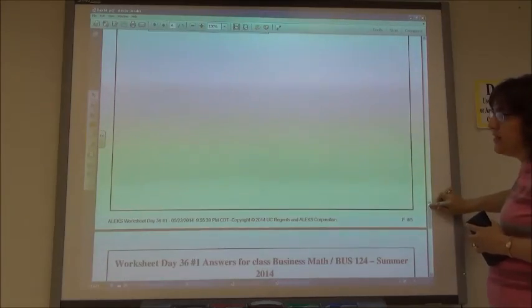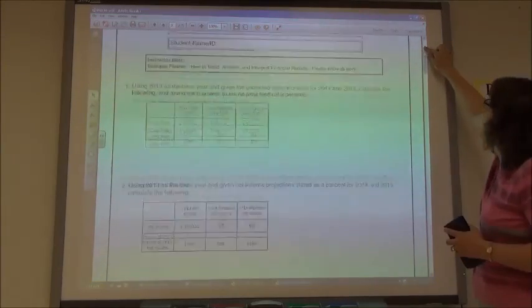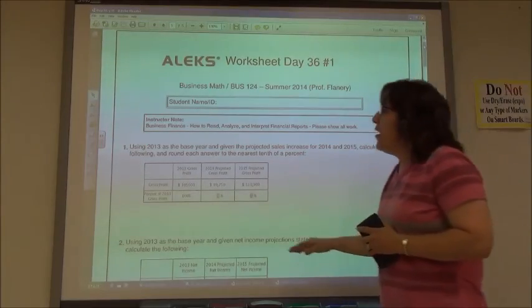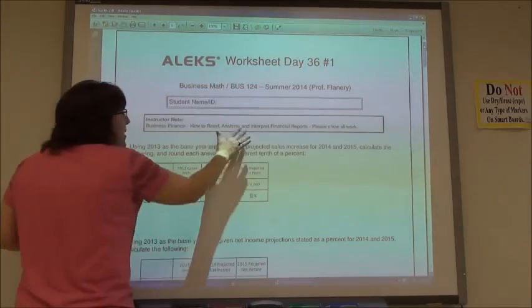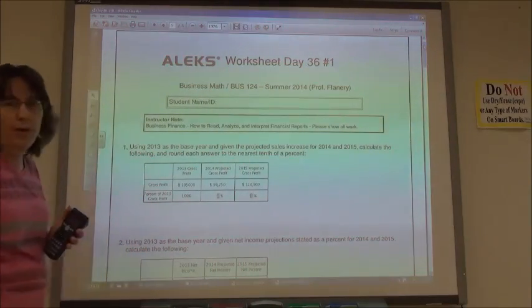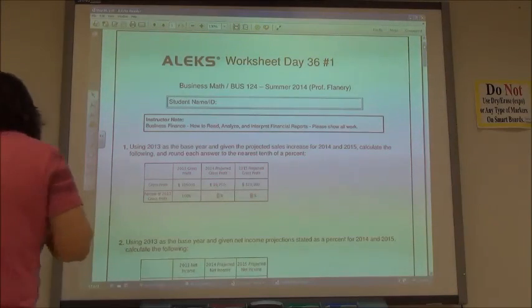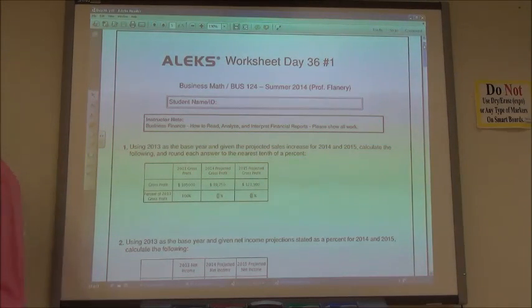And that is the end of worksheet day 36. Again, just the next couple of things. Under business finance, how to read, analyze, interpret financial reports. All these graphs take up a lot of space, and the program doesn't like me to have too many pages. So check and see if you have any of those.